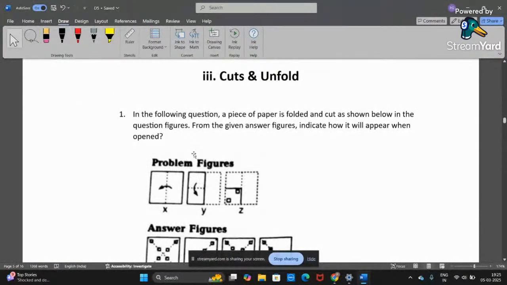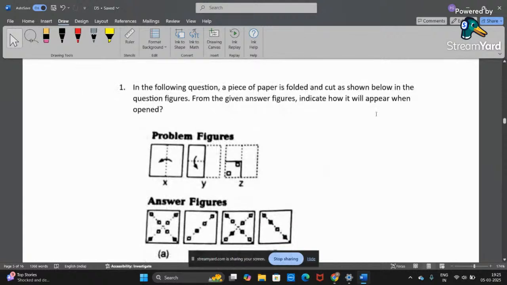See, cut and unfold. Let's see this. In the following question, a piece of paper is folded and cut as shown below in the question figure. From the given answer figures, indicate how it will appear when opened. See, they have given an image here. They are taking a square sheet. Then first they are folding from this side to this side. Then again they are folding from top to bottom. Then it will look like this.